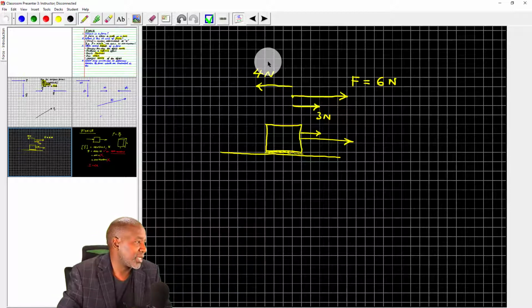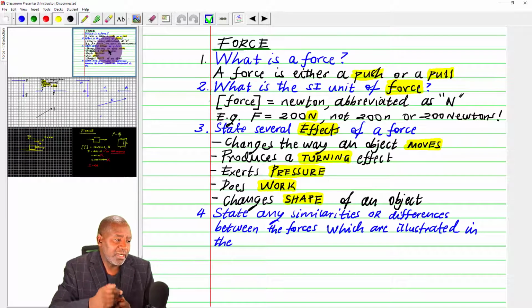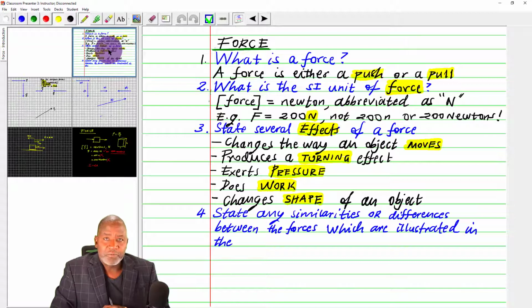Now let's look at a summary of these points that we've talked about. So here I've got the points. What is a force?